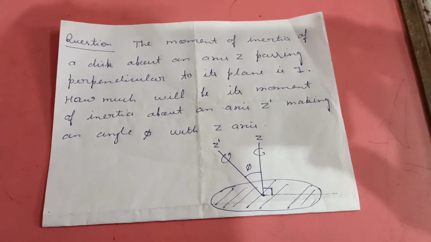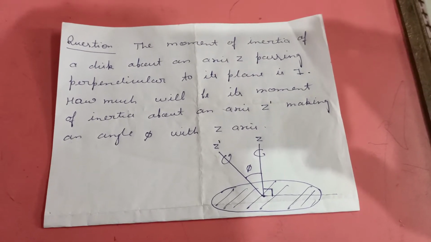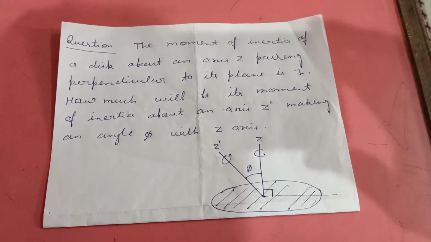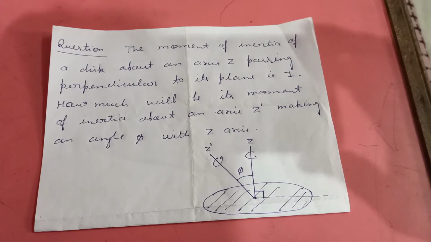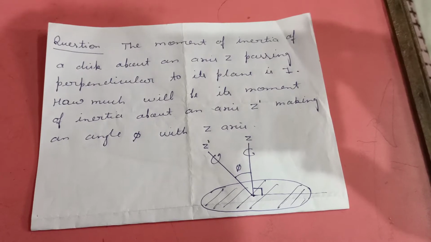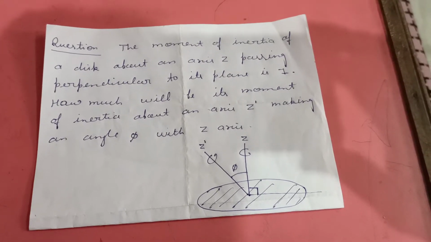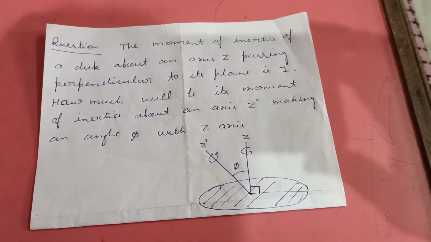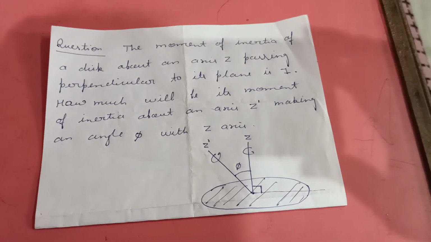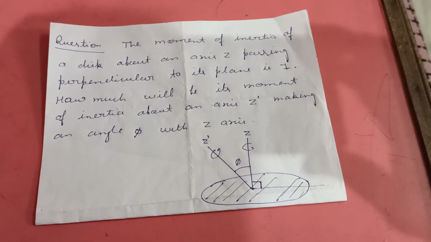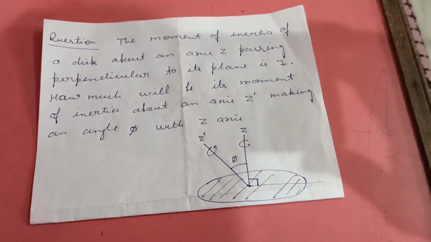Hello friends, today we will understand the concept of moment of inertia about some inclined axis. So here is the problem. The moment of inertia of a disk about an axis z passing perpendicular to its plane is I. How much will be its moment of inertia about an axis z dash making an angle phi with z axis?